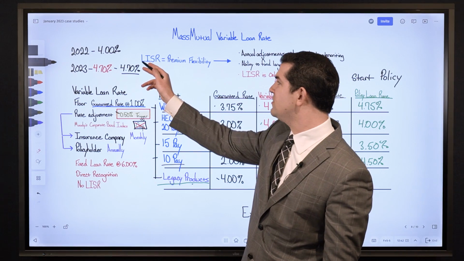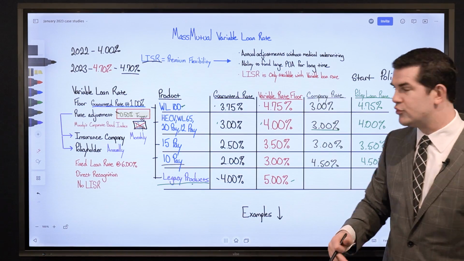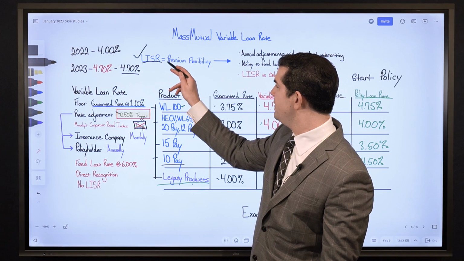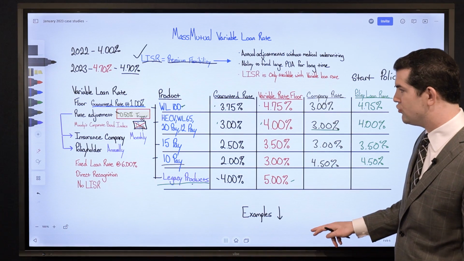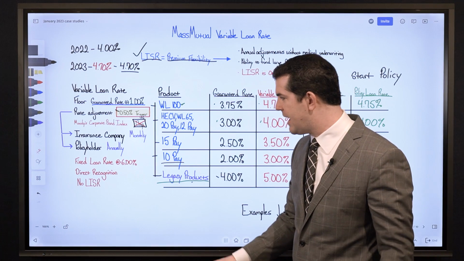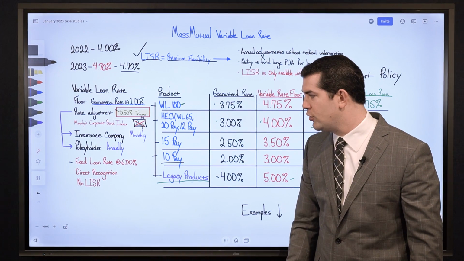And what's also consistent, if the LISR rider is attached, then I have to go with the variable loan interest rate. And most we work with, just about everyone, is concerned more about the funding flexibility, I know I am, with policies than I am the loan interest rate. But with that said, let's look at a couple examples here. Before we do that, actually, the fixed loan interest rate. So Mass Mutual does offer a fixed loan interest rate.